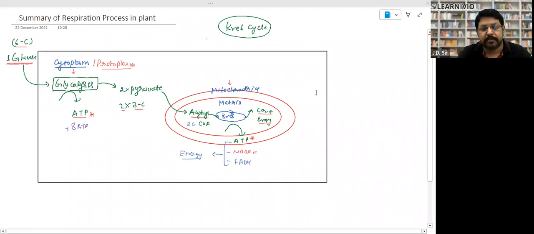With the plant respiration part. In the plant respiration part, in the last class, I told you it was the summary of the respiration, right? In the summary of the respiration, I told you that whether it's a plant or an animal, the respiration takes place in a similar way, and the same kind of cycle goes on, right?